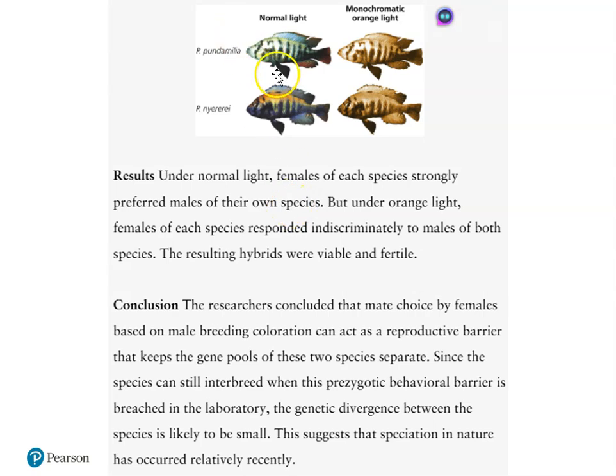So two different species, right? But under orange light, females of each species responded indiscriminately to males of both species. So equal chances of mating. The resulting hybrids were viable and fertile. So this is a prezygotic barrier, right?